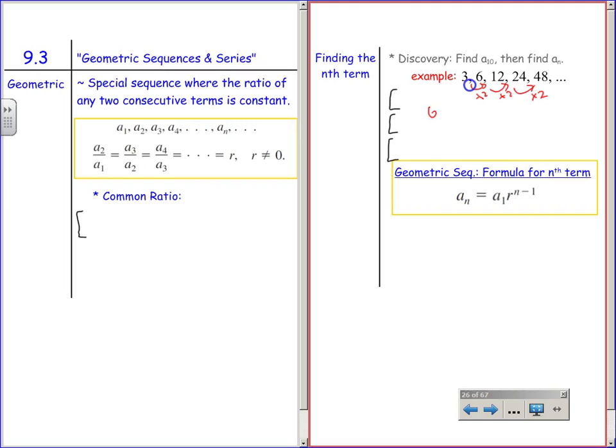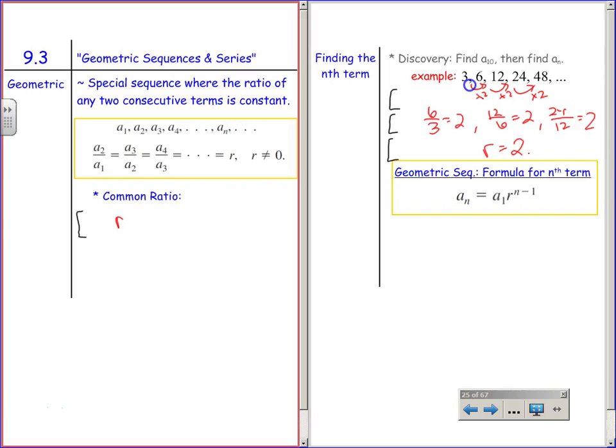What does that mean? 6 over 3, 2. 12 over 6, 2. 24 over 12, 2. Why is it called ratios? Because instead of finding the difference, instead of subtracting, you're going to be dividing. R equals 2. R, the common ratio, is the common constant multiplied. You can say the common multiplier if you want. Common ratio, the common multiplier, what's being multiplied every time.